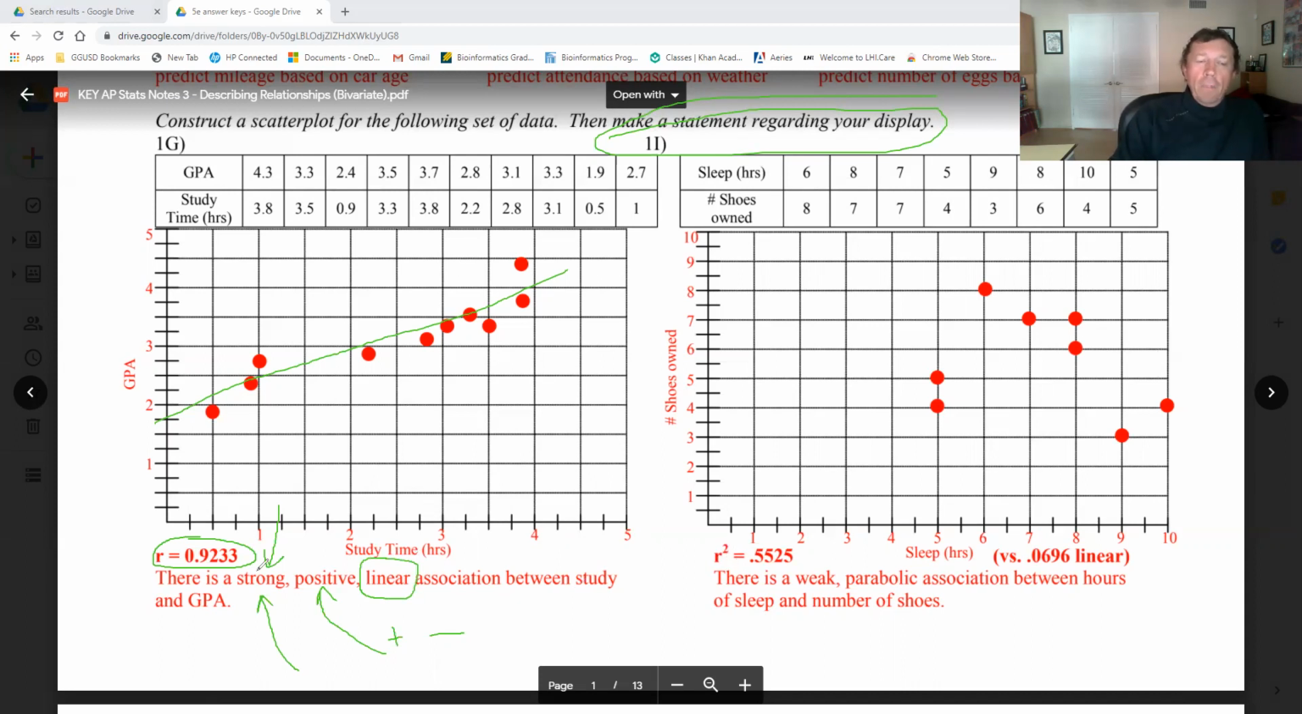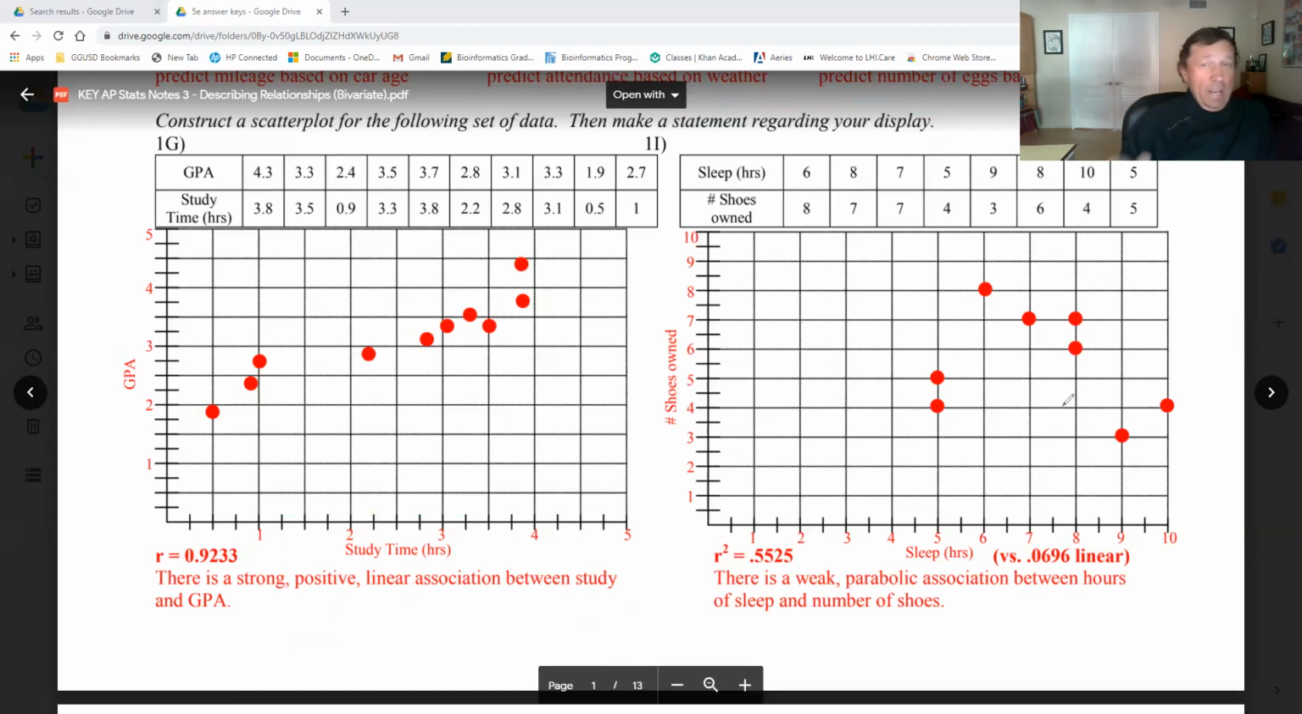So here is my sentence frame. There is a strong, positive, linear association between study time and GPA. So if they ever ask you to make a statement regarding your display, this is the sentence frame. This is the structure. We're going to go over that at a later date, but I'm just introducing it here. All right. Now, let's look at sleep hours and shoes owned.